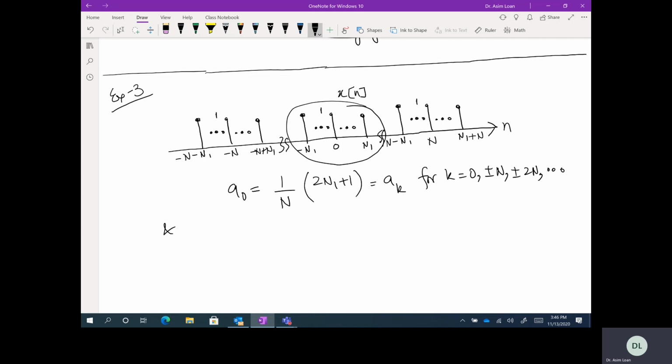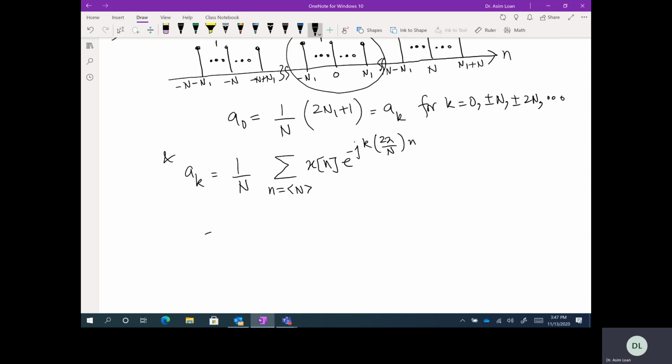Okay, good. And a_k equals 1 over N times the sum over the N values, the non-zero values over one period. So maybe I write the equation first: sum of x of n e^{-j k 2 pi by N n}. And this is equal to 1 over N. The non-zero values are from n equals minus n1 to plus n1. x of n is 1, and we have e^{-j k 2 pi by N n}.